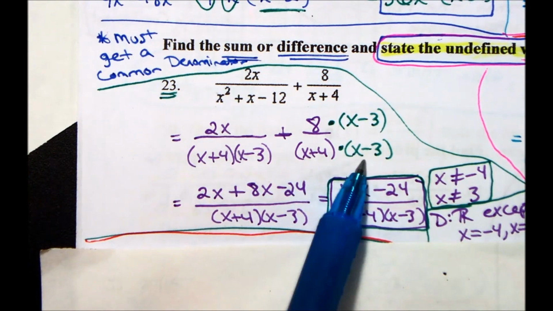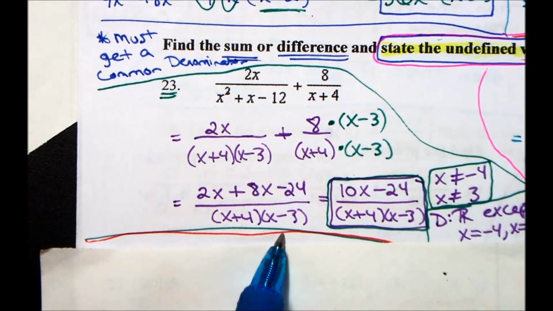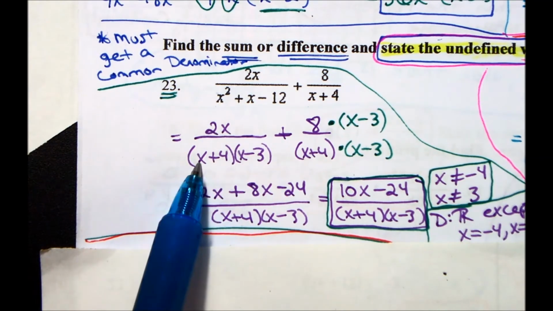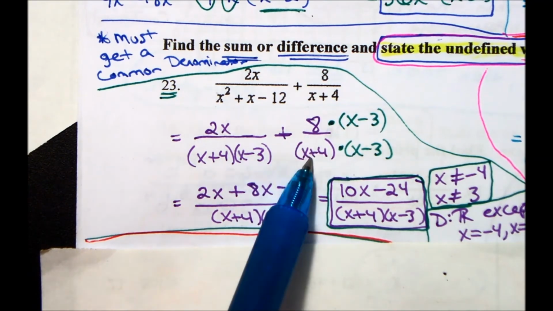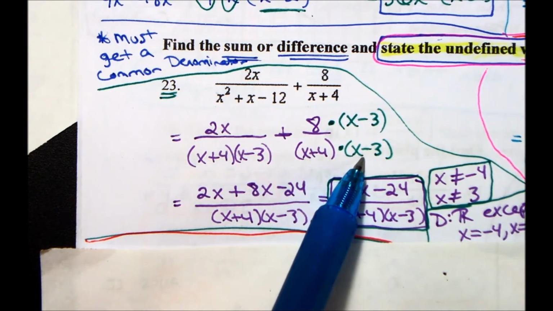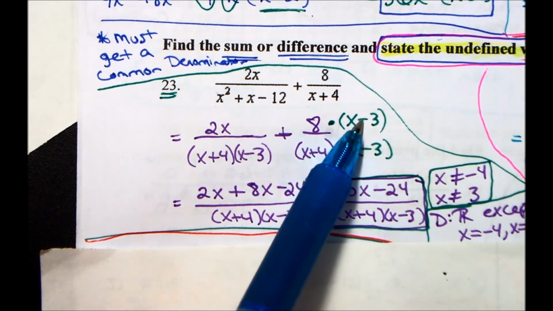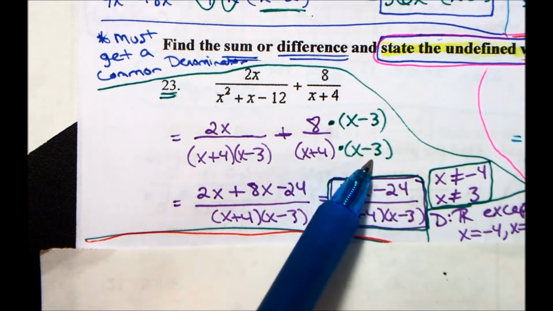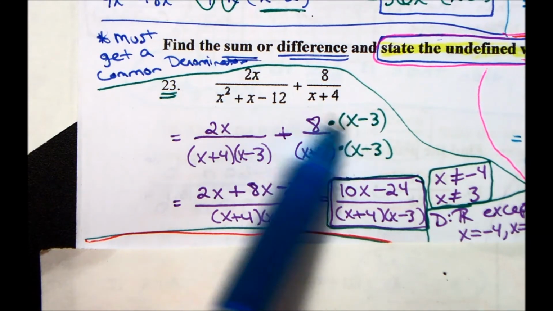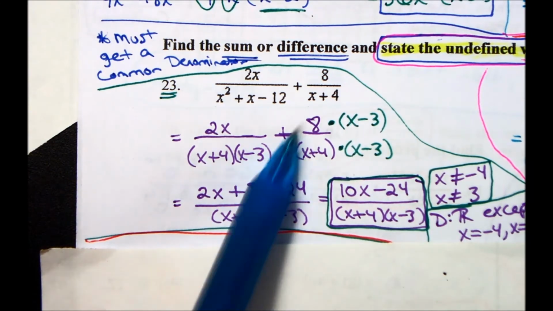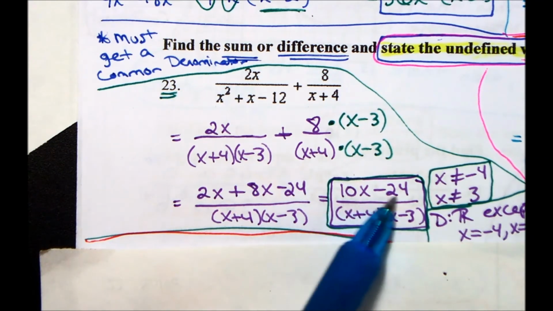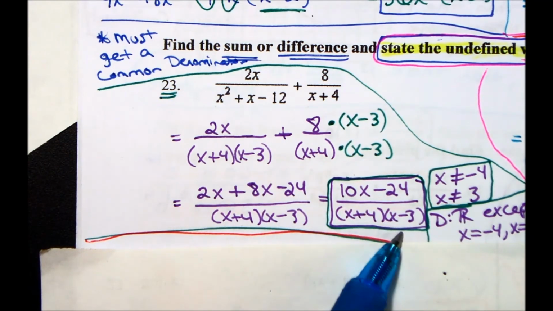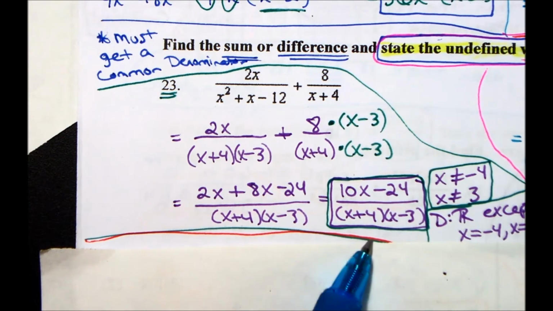So we want both the fractions to have that same denominator. Well, this one already does, so we don't need to change this one at all. But this fraction does not have an x minus 3 in the denominator, so we have to multiply both the numerator and denominator by the x minus 3. So when I distribute that 8, I get 8x minus 24. Now combine like terms, I get 10x minus 24 over x plus 4 times x minus 3. Do not multiply these together, just leave them in factored form.